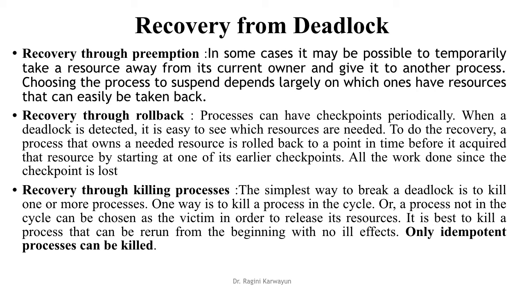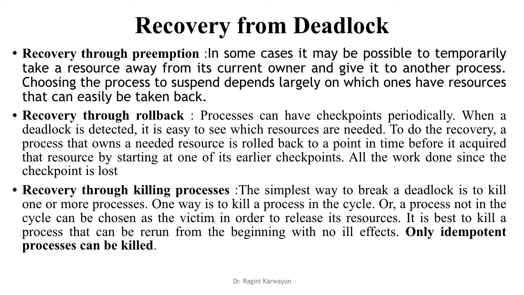Then recovery through rollback. Processes can have checkpoints periodically, so when a deadlock is detected, it is easy to see which resources are needed. To do the recovery, a process that owns a needed resource is rolled back to a point in time where it acquired the resource, by starting at one of its earlier checkpoints. So, all the work done since the checkpoint is lost. Again, which process to select for rollback? There will be several factors. If it is a very high priority process, we will not select it. So, there are several factors that will affect this decision.